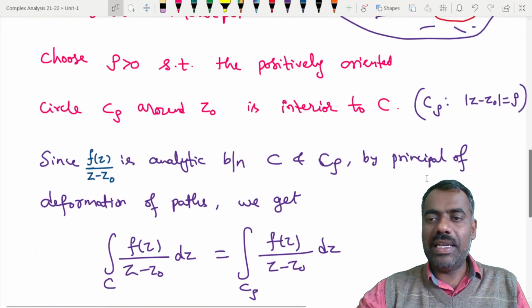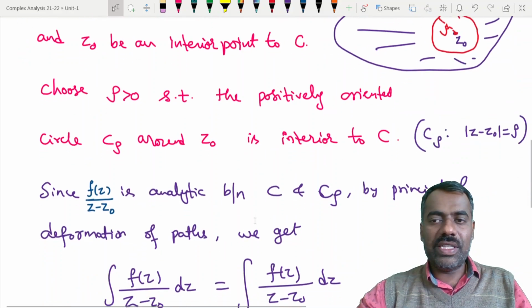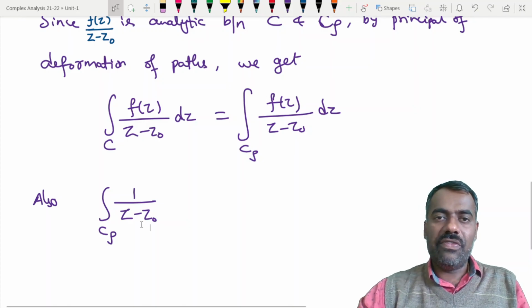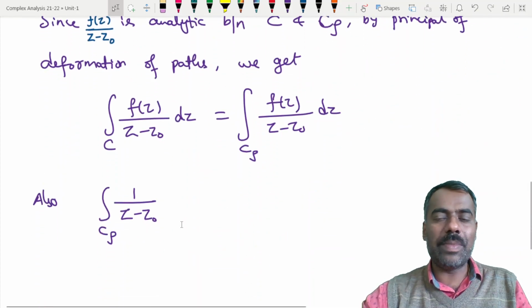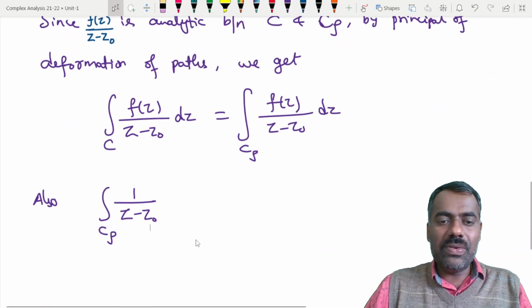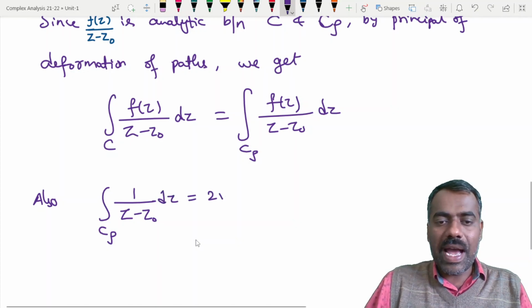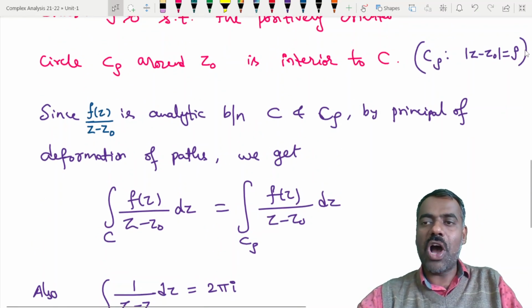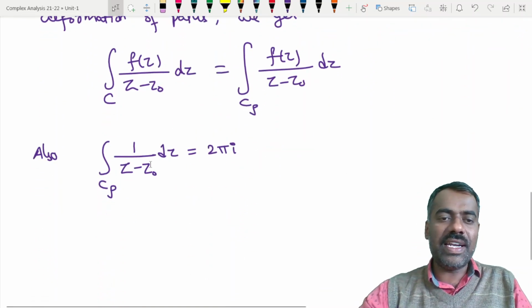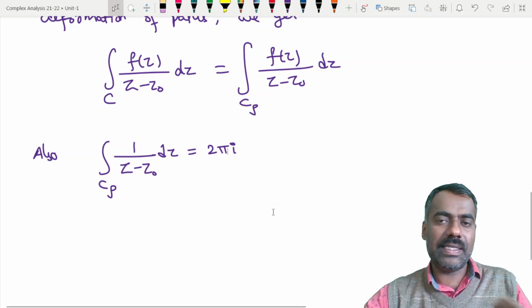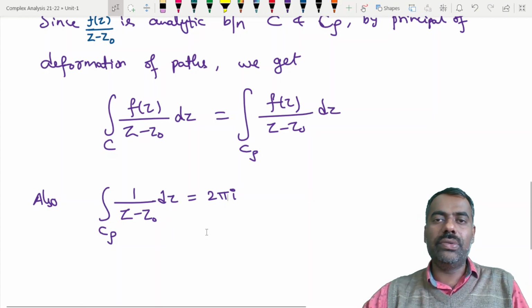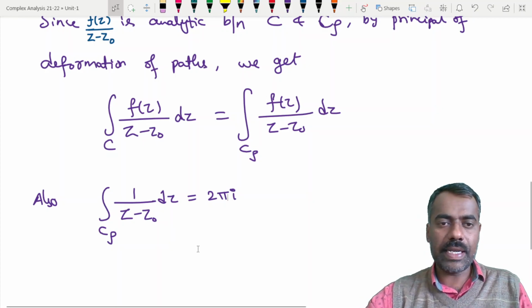That means in the last class we have seen, using the deformation path, that the integration of 1 by z, where the circle is around 0, and here the circle is around z naught, so it is the same as 1 by z minus z naught. We have proved this value is 2 pi I. That you can easily check by simply substituting z minus z naught is equal to r e power I theta, then find dz and simplify from 0 to 2 pi. It is just like the problem translated from the origin to the center z naught.